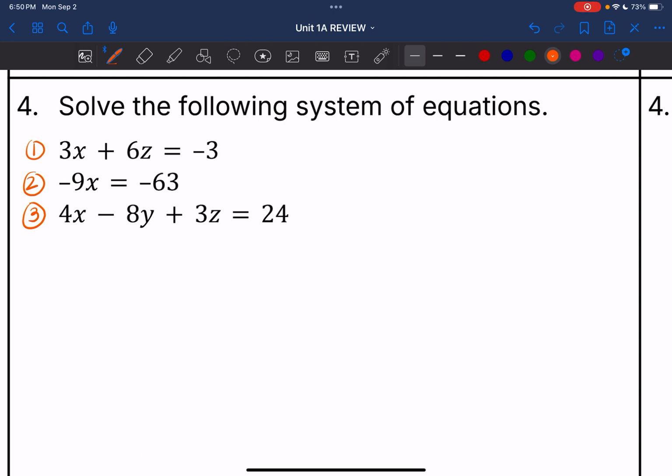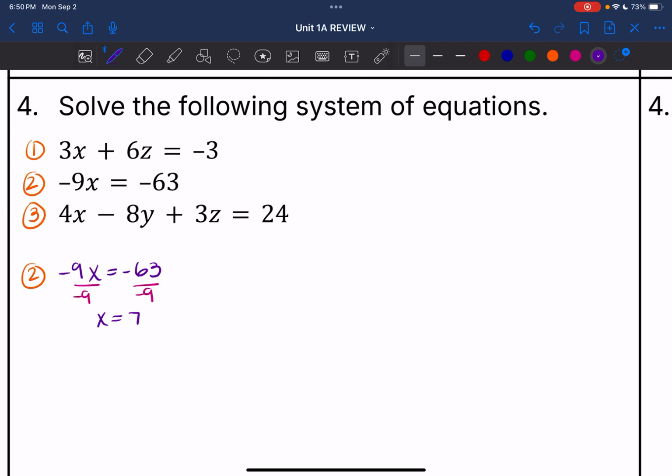And in this case, you want to look for the one that looks the simplest, like which one is the easiest one to solve. And in my case, I think that equation number 2 is the easiest to solve because I could just do negative 9x equals negative 63. If I want x to be by itself, we're going to divide by negative 9 on both sides. And that gives me x equals positive 7. So boom, I already have one of the variables.